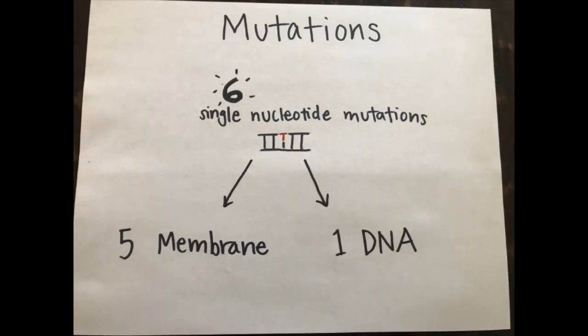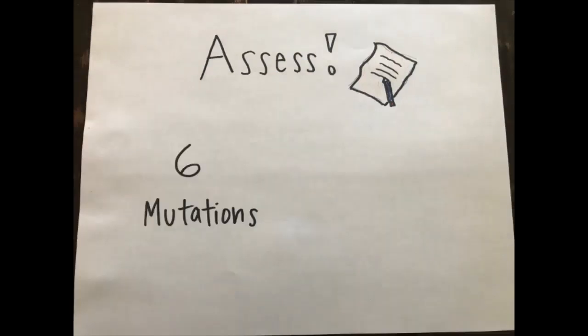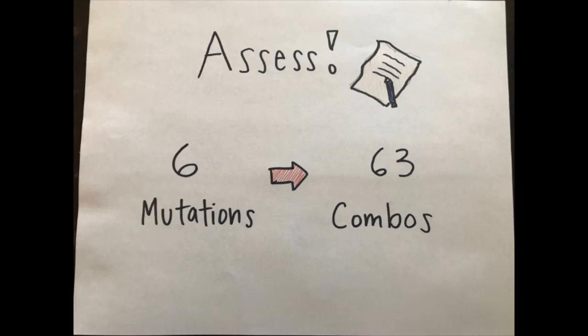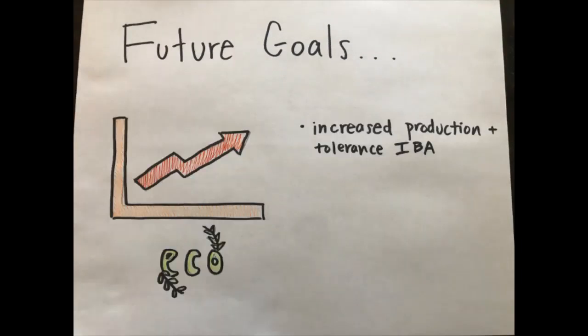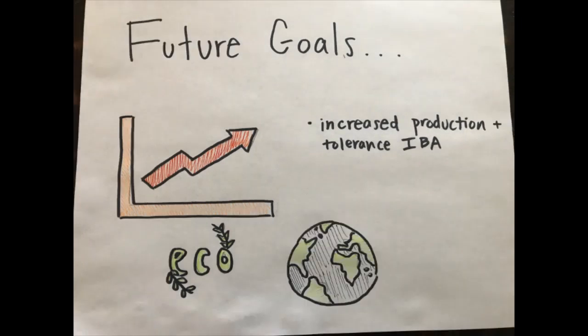So now that we have these mutations, we need to assess them. Since we have 6 mutations, we actually have a total of 63 combinations, and therefore we need to test each combination to see what works with each other. And our future goal is to essentially have an increased production and tolerance of isobutyl acetate for the best combination possible. And of course, we want to have an impact to our current society and environment.